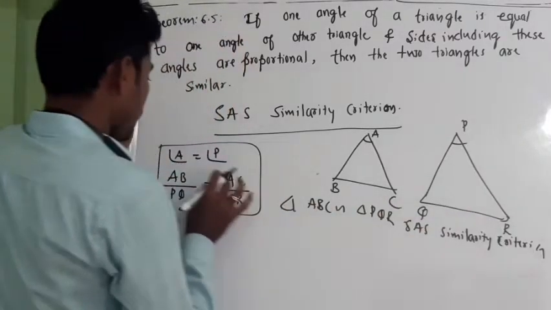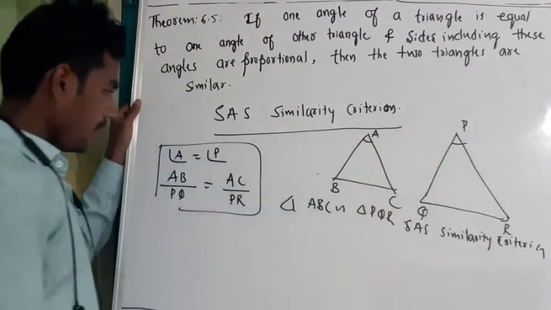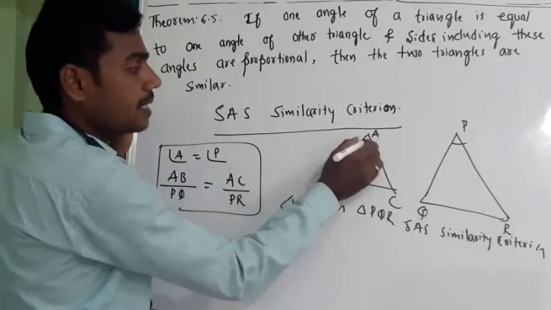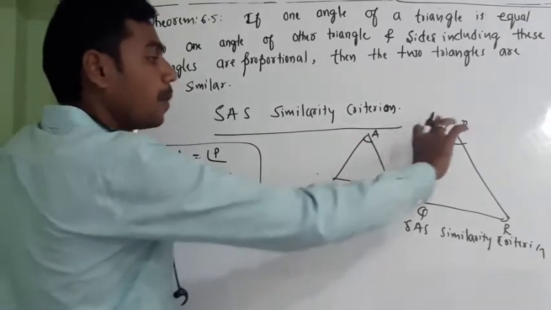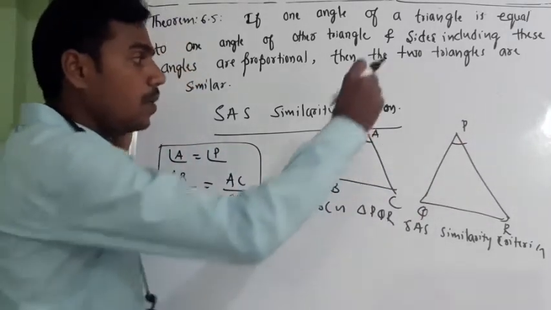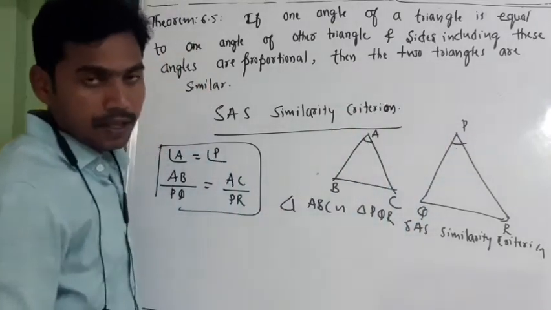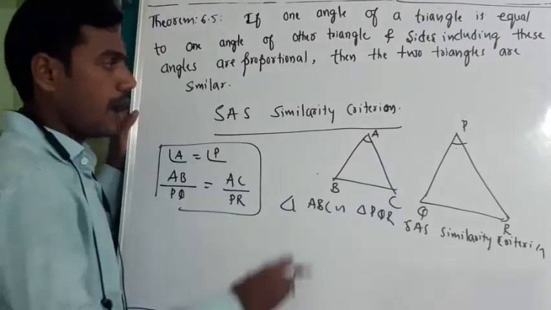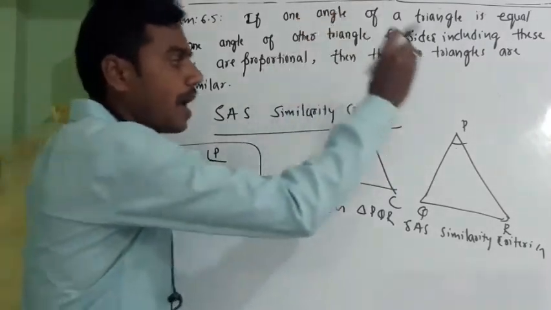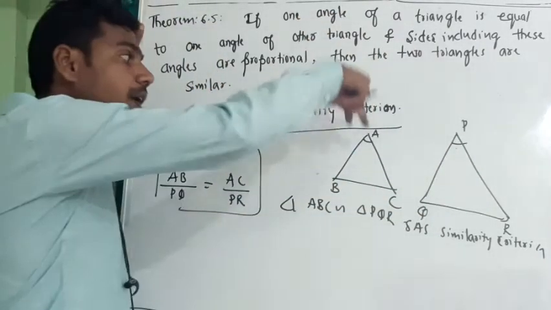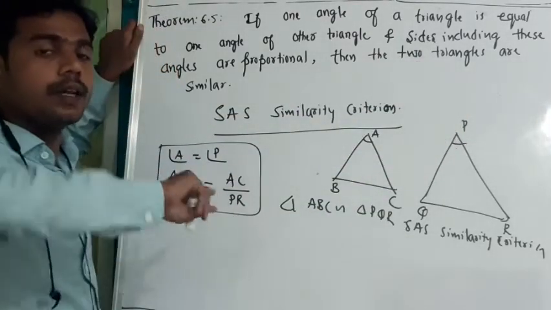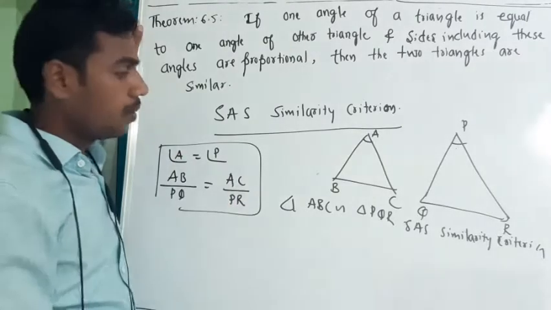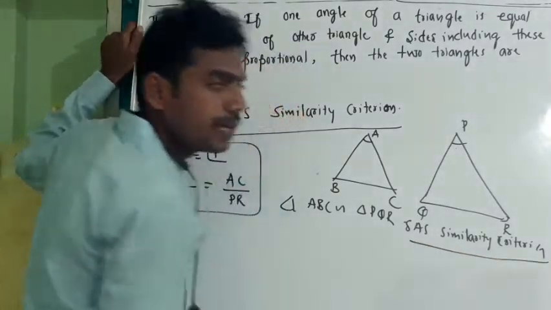See, angle A is equal to angle P, and AB and AC are the included sides of this particular angle A, and PQ and PR are the included sides of this angle P. So if an angle of one triangle is equal to an angle of the other triangle and the included sides are proportional, then the two triangles are similar through the SAS similarity criteria.